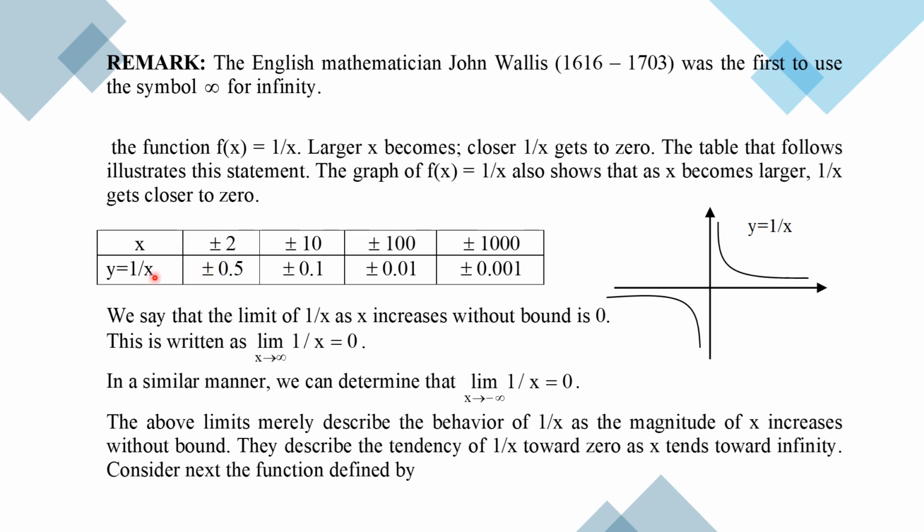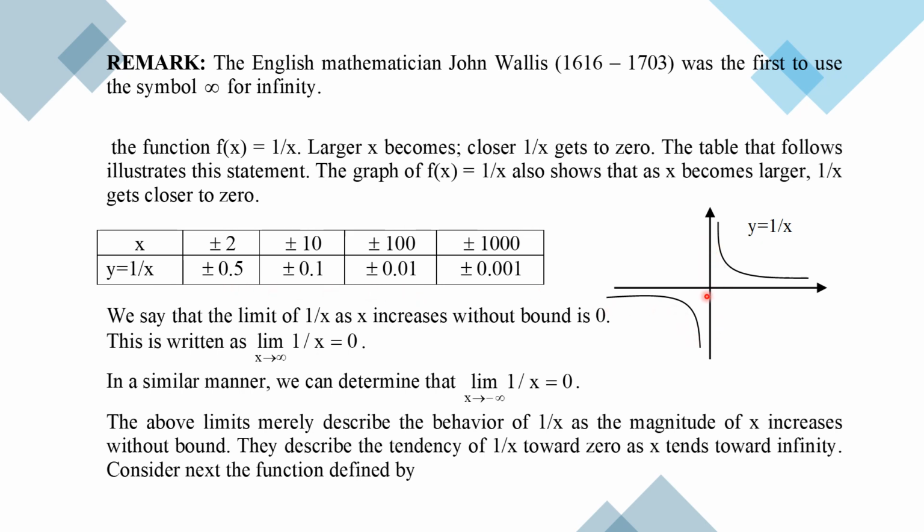If we put x equal to plus or minus 2, we have y equal to plus or minus 0.5. If we apply x equal to plus or minus 10, we have plus or minus 0.1. Similarly, if we replace x with plus or minus 100, then we have y equal to plus or minus 0.01. And if we apply x equal to plus or minus 1000, then y is plus or minus 0.001. It means that if x increases without bound, we get 1 over x closer to 0.